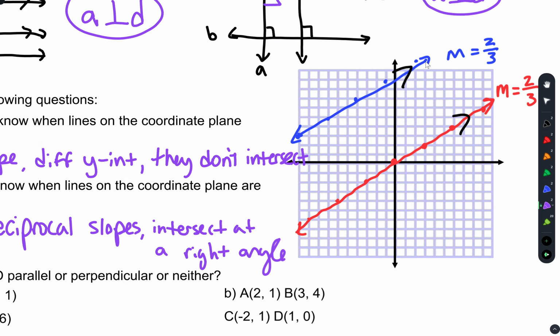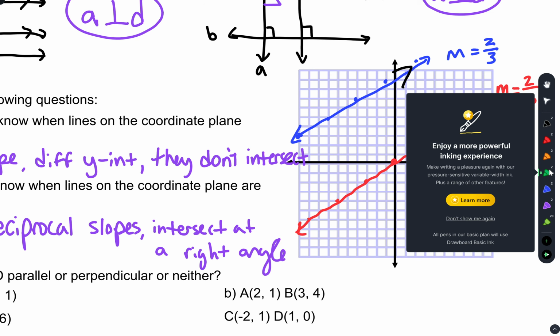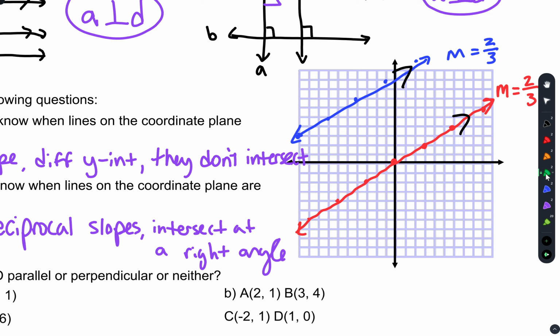So in my diagram here, the slope is 2/3. What would the slope be of a perpendicular line to these 2 lines? If I want it to be opposite and reciprocal, what would my slope be? Casper. -3/2. So I want down 3 over 2. Let's put it here. So the slope of this line is -3/2. It forms a right angle with each of those lines. Any questions on that?